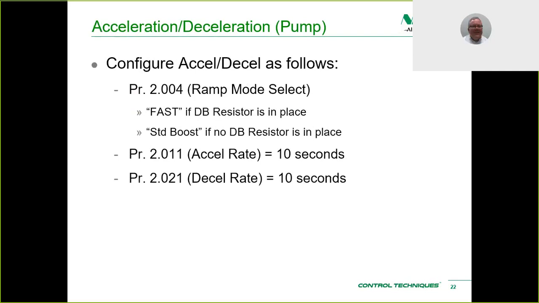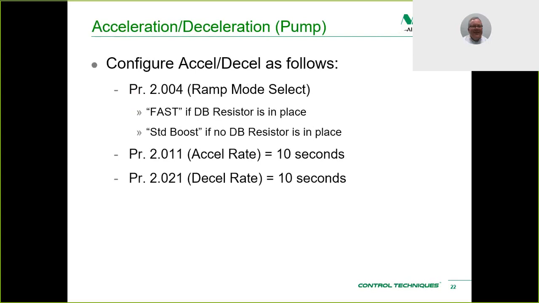If you don't have a dynamic brake resistor, like I don't have today, I set it to what's called standard boost. Standard boost is an enhanced way of braking the motor during deceleration. It bumps up the motor voltage by 20%, so you get a little current loss in the motor to help things slow down during deceleration. So standard boost is what I have menu 2 parameter 4 set to. Then I just plugged in an accel rate of 10 seconds and a decel rate of 10 seconds.